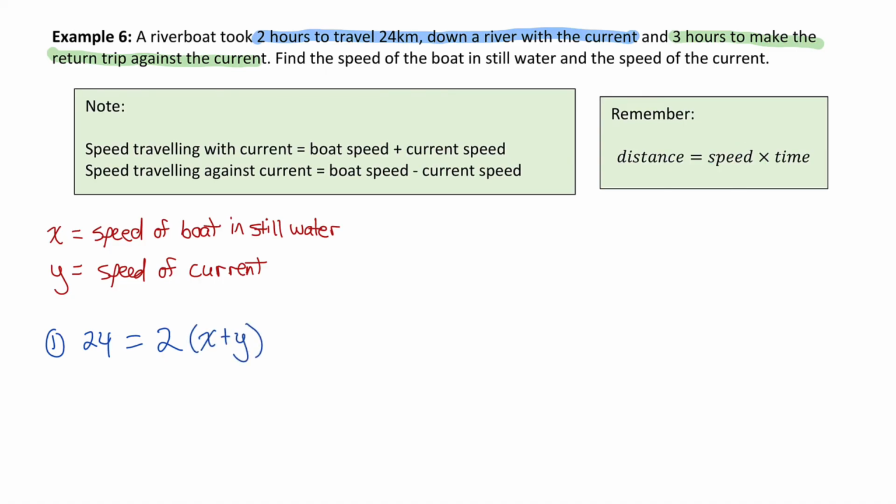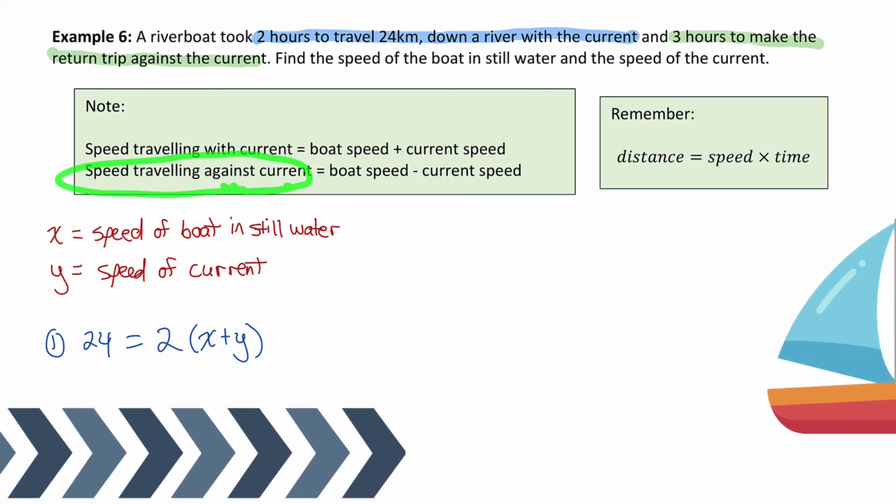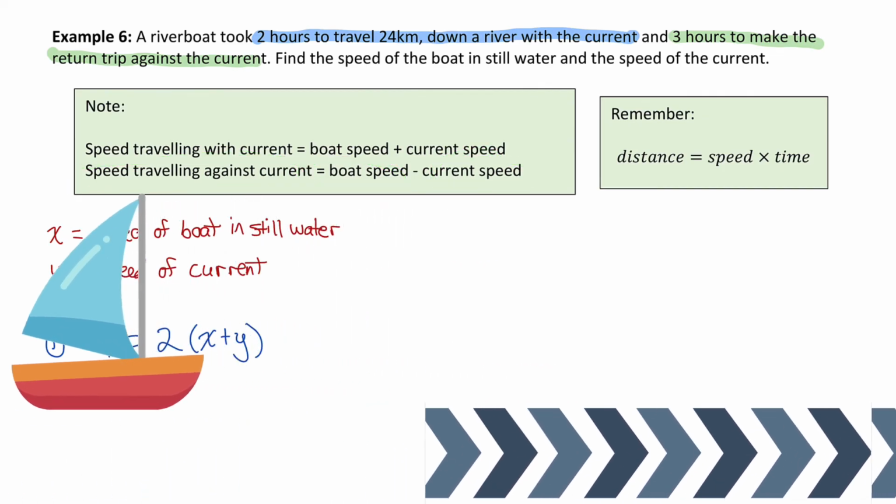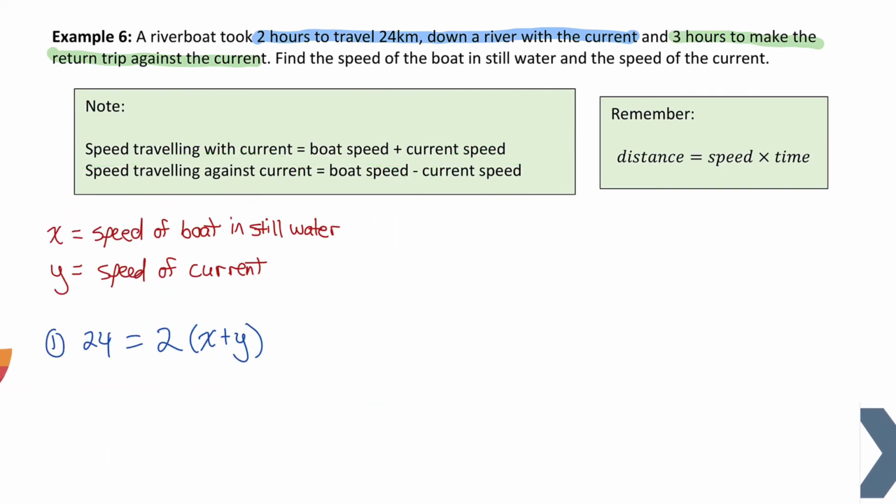Notice in this equation, we just have the distance equals the time multiplied by the speed, which comes from this equation. And then let's do the same thing, but for the return trip, which took 3 hours to travel the same distance, but this time against the current, which is why it took longer. So this time, to get the speed traveling against the current, since the current is working against the boat, we would calculate that by doing the boat speed minus the speed of the current. So the speed for our second equation is going to be x minus y.